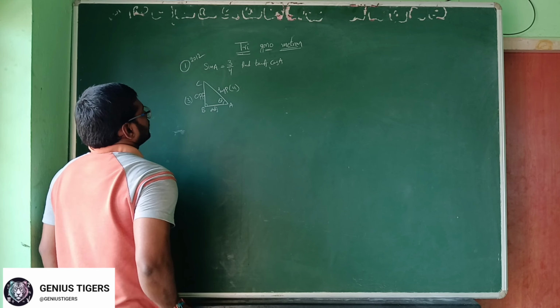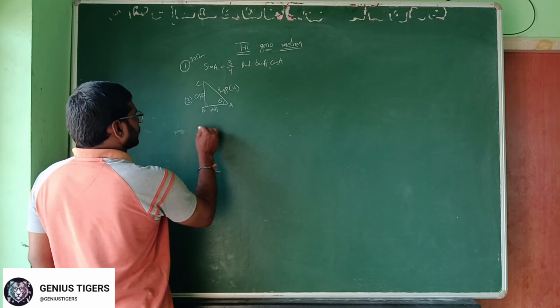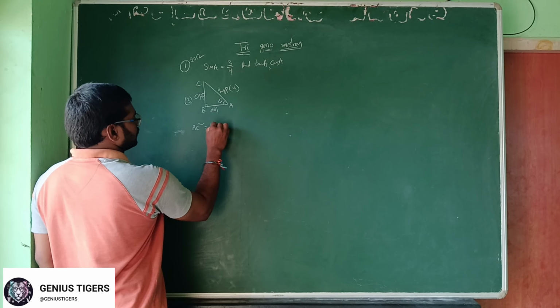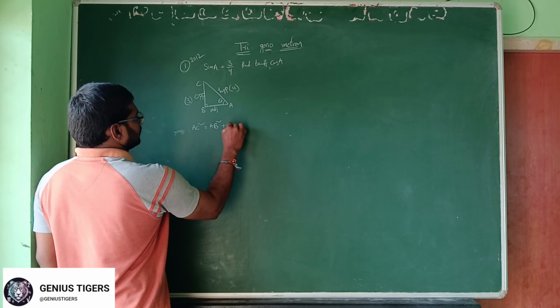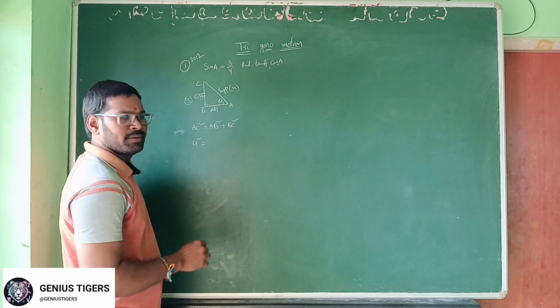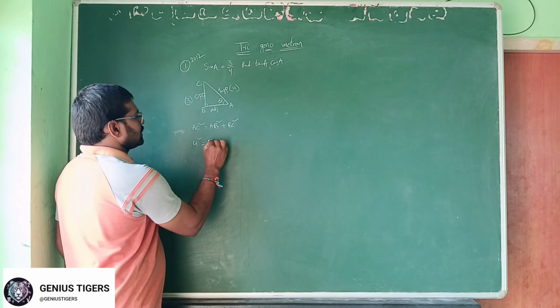What is the adjacent? See, from the hypotenuse, by Pythagoras theorem, AC square equal to AB square plus BC square. Now AC square is nothing but 4 square. Now AB square is nothing but AB.